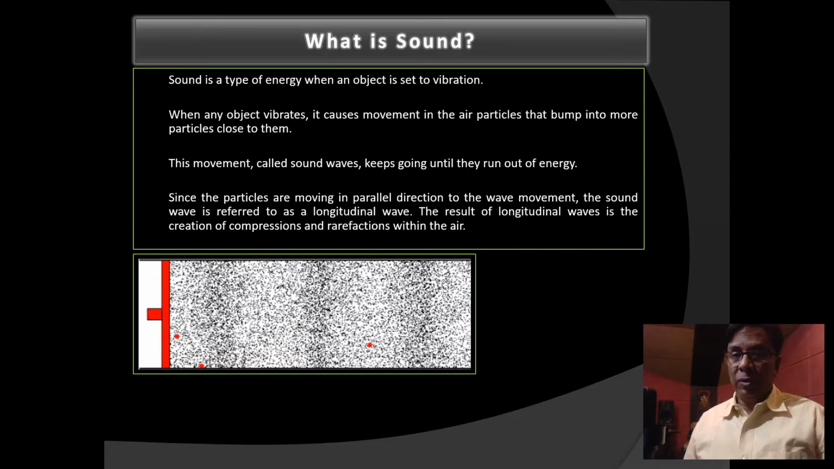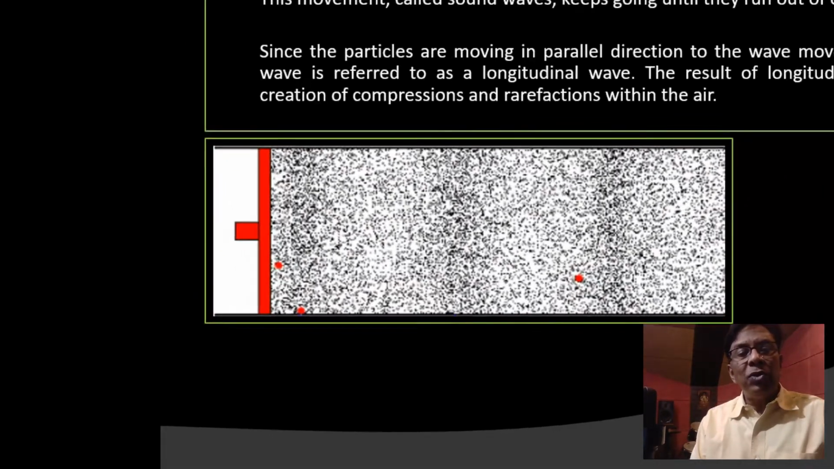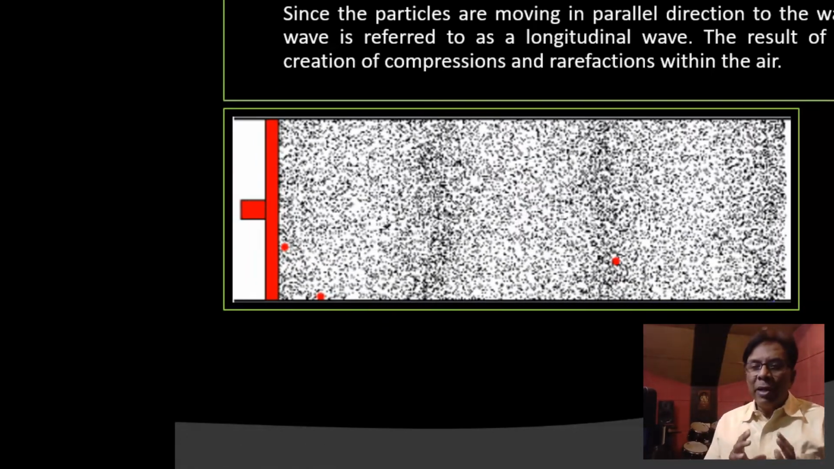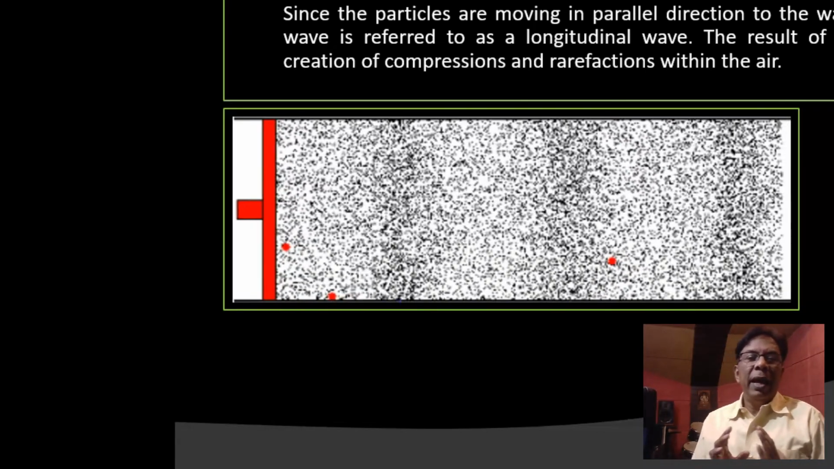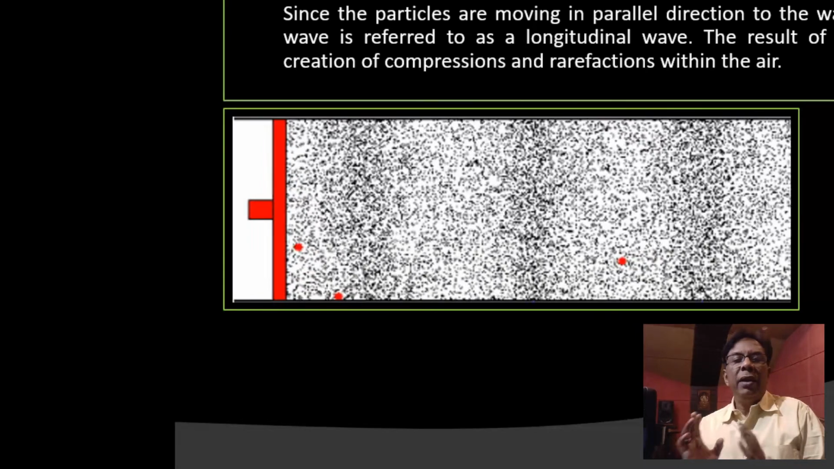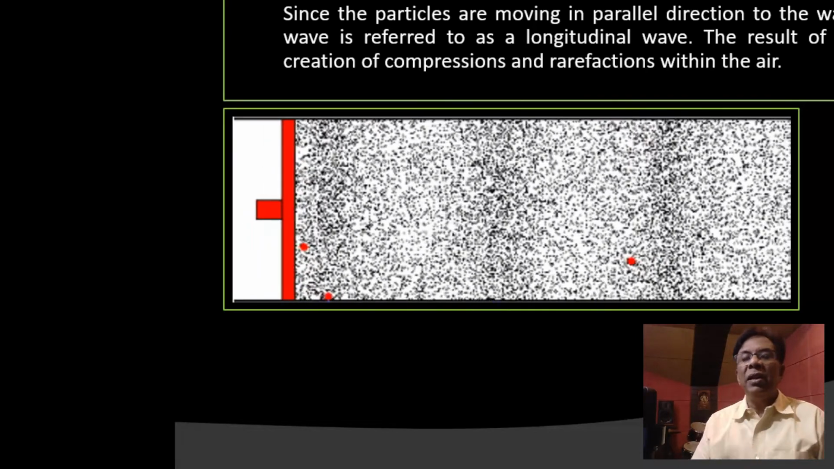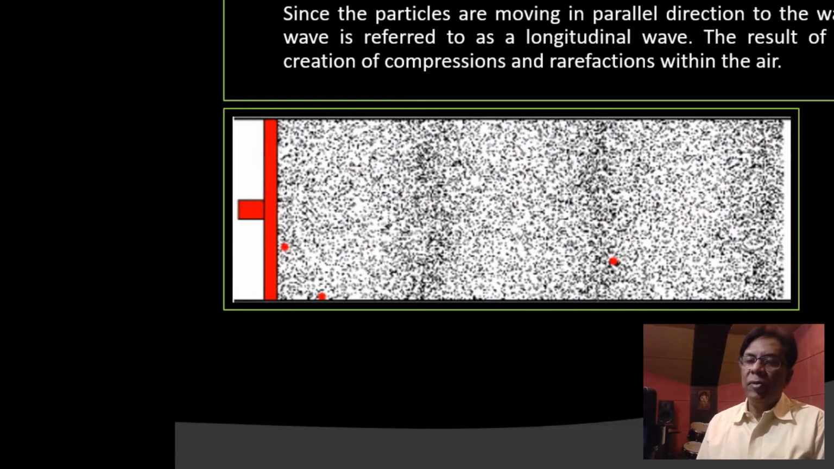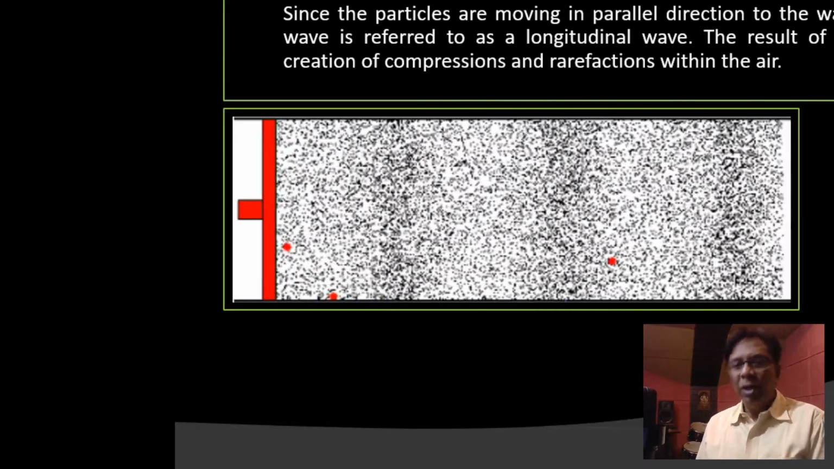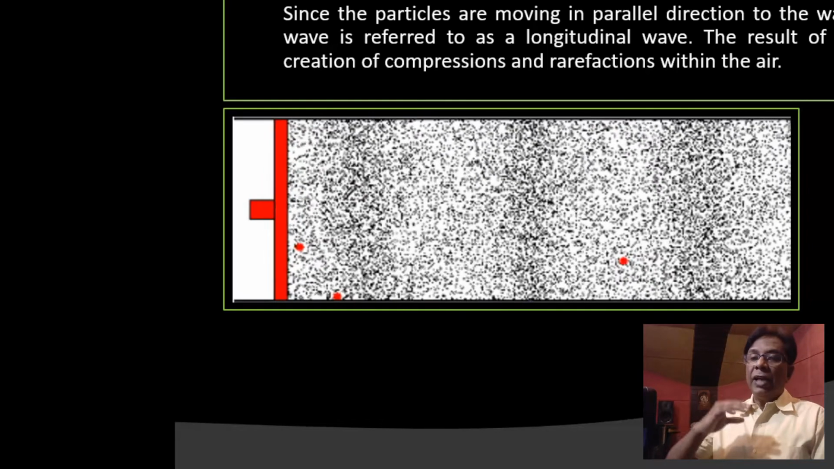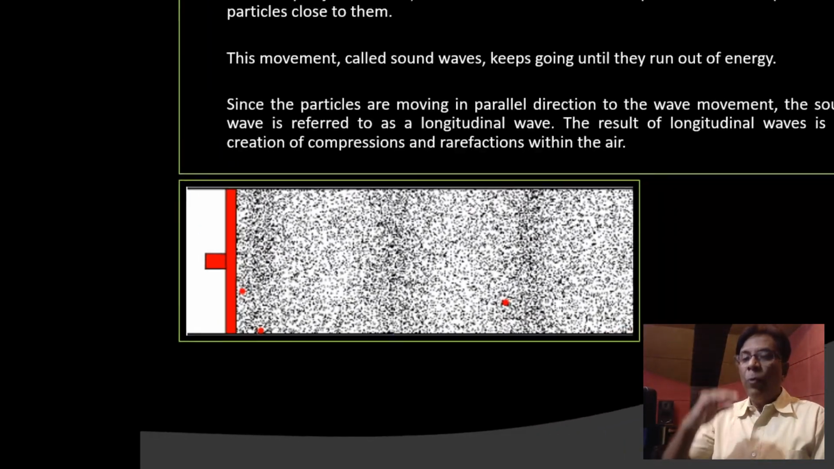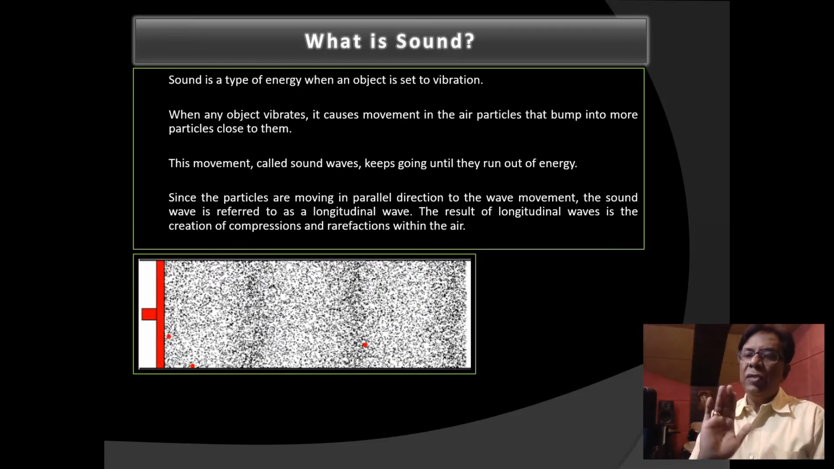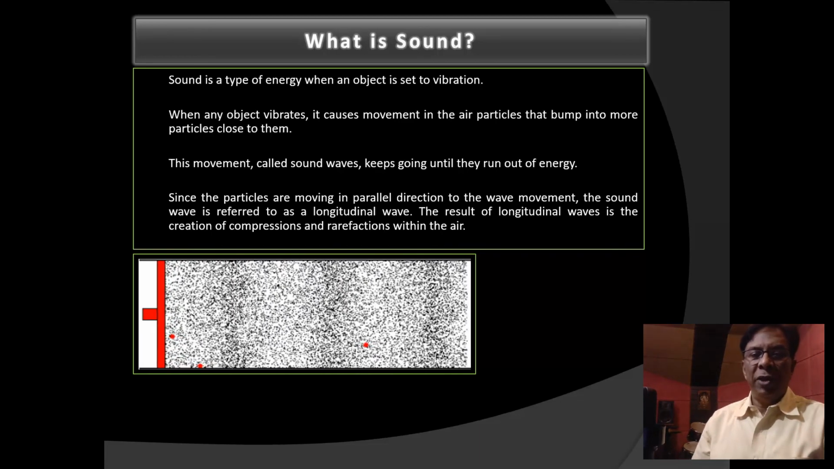So this movement you're seeing over here, this red particle is the air particle. So how is the movement of the air particle you're seeing here? It is going this way and backward, and this way and backward. So the movement of the air particle is parallel to the direction of the sound wave. So this kind of wave is known as a longitudinal wave. Unlike light waves, whose movement is upward and downward, which is perpendicular to the direction of the light, here it is in the direction of the sound wave. So we call that a longitudinal wave.